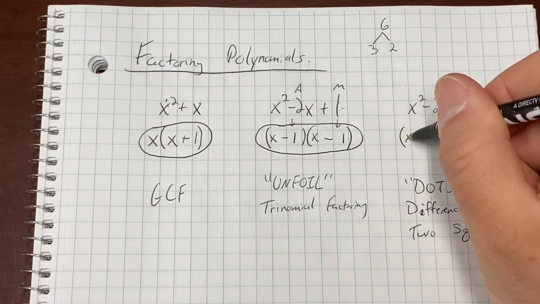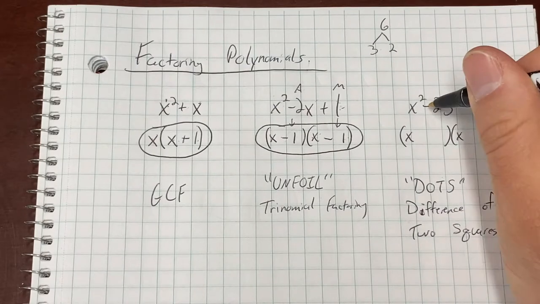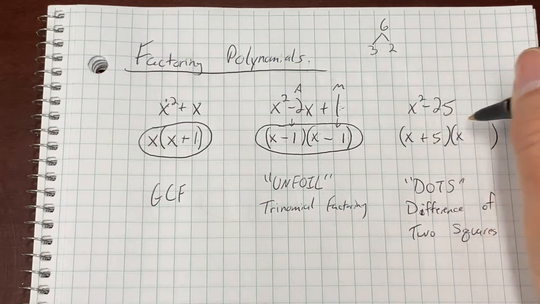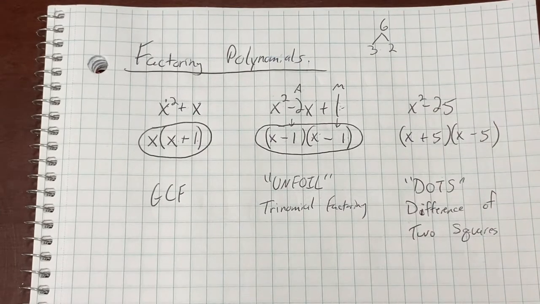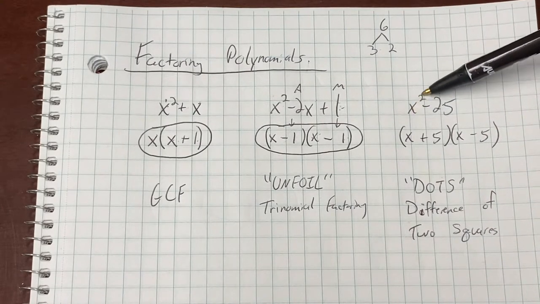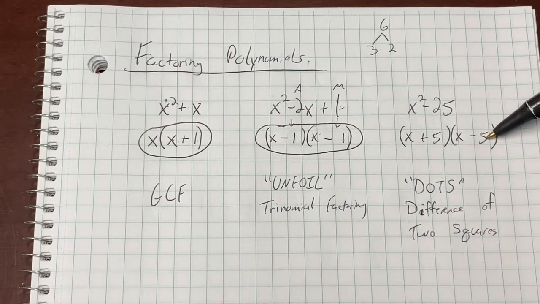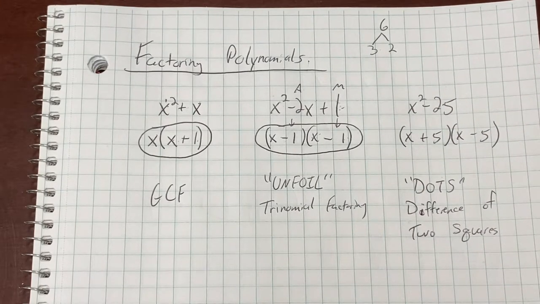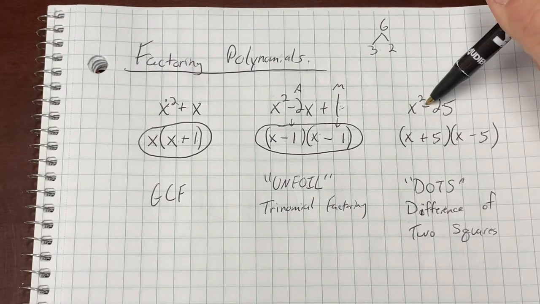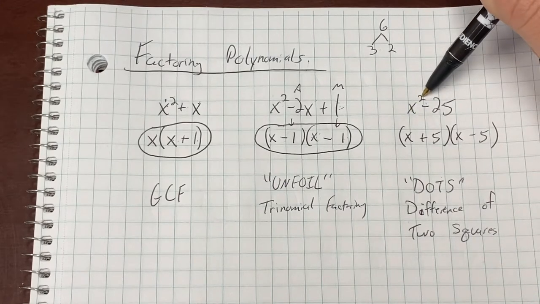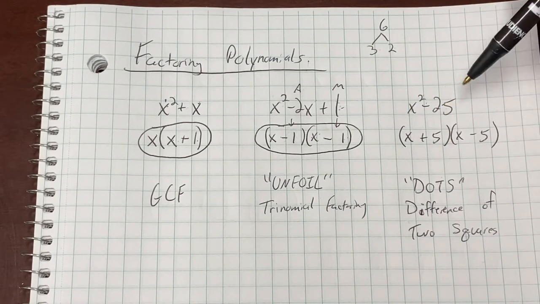X squared means X and X go there. Negative 25 means plus 5 minus 5. That's how it works every time. The square root of the first term goes here and here. The square root of this term goes here and here, and it's a plus and it's a minus. So you're looking for the difference, minus, of two squares. X squared is a perfect square, 25 is a perfect square.